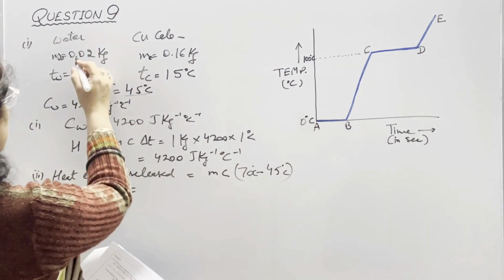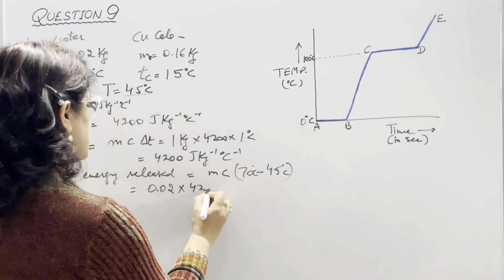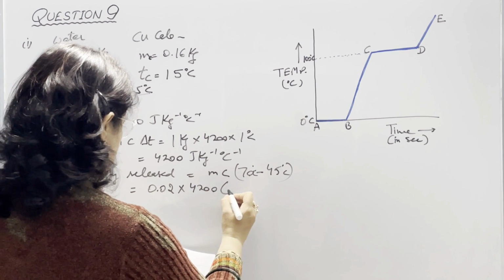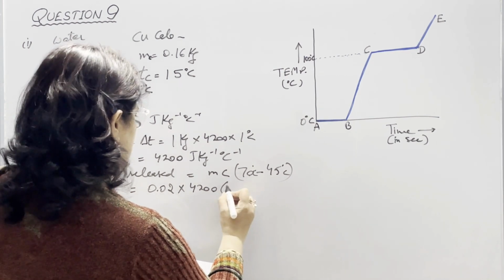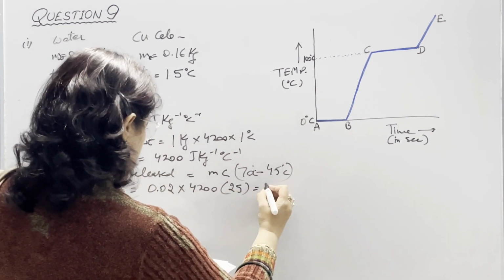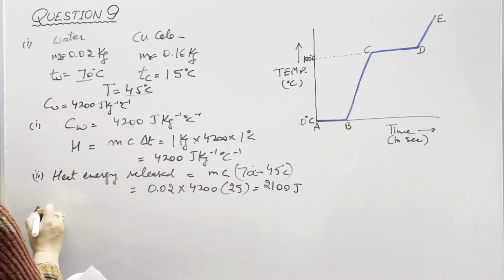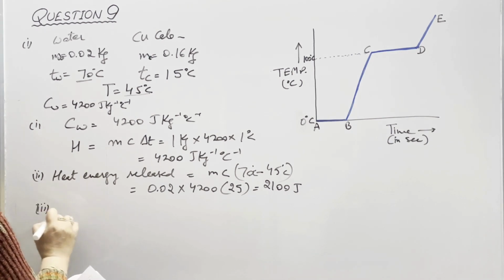Now m in the case of water is given as 0.02. C in the case of water is 4200 and 70 minus 45 is 25. Now, after calculation, you will get the value as 2100 joule. This is the answer of second part.